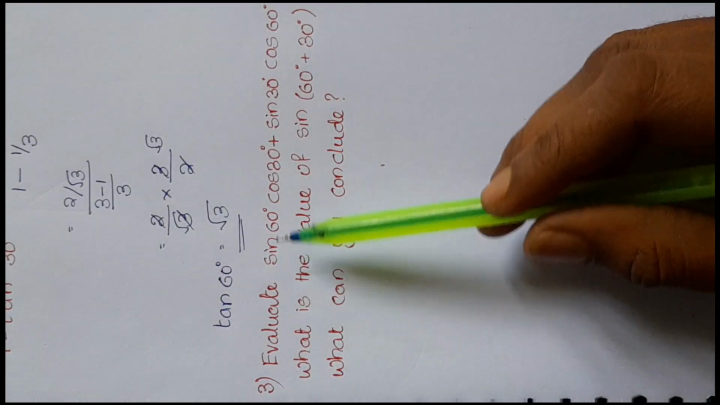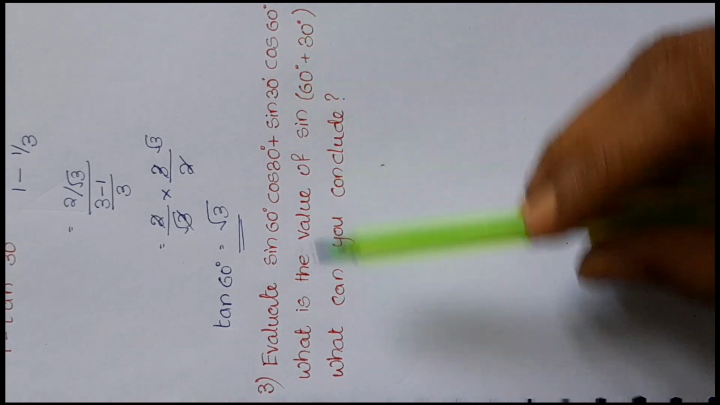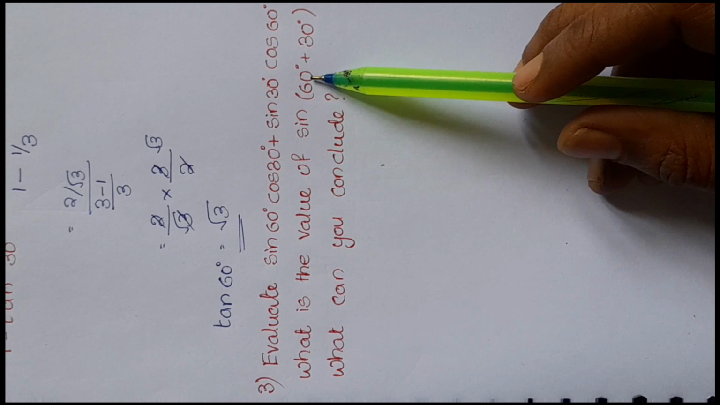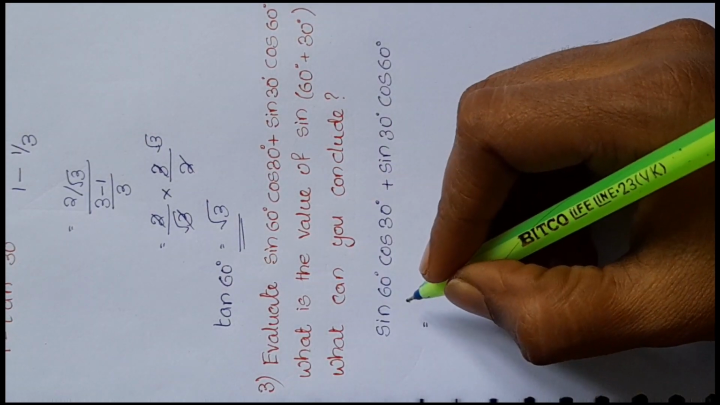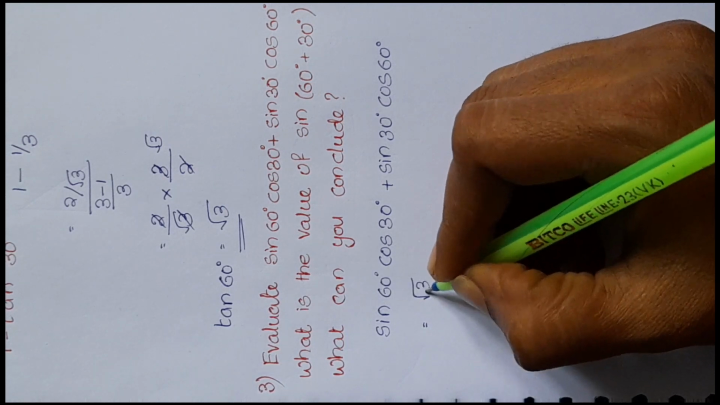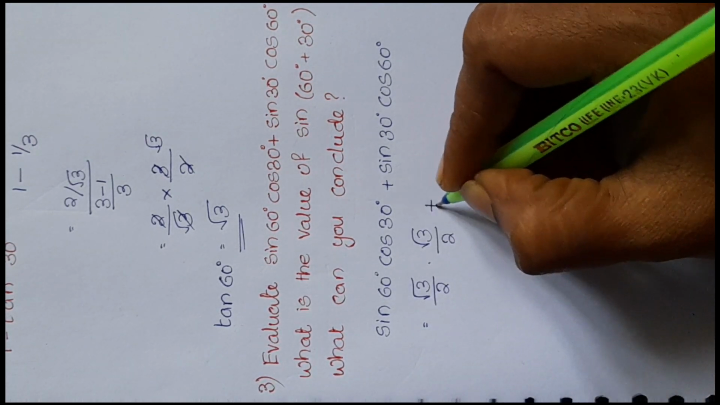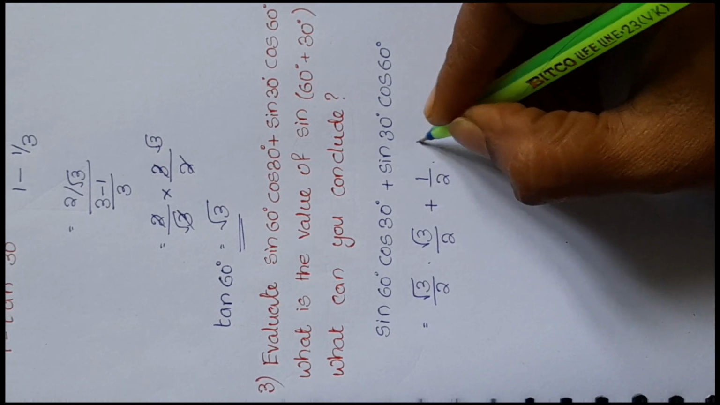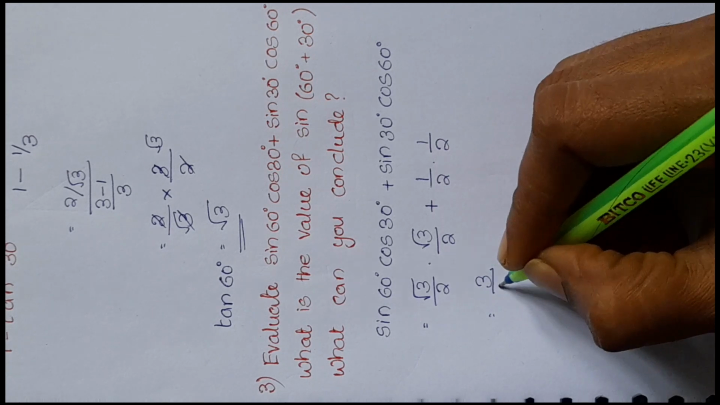Third question is evaluate sin 60 degrees into cos 30 degrees plus sin 30 degrees into cos 60 degrees. What is the value of sin 60 degrees plus 30 degrees? What can you conclude? Now let us substitute the values. Sin 60 degrees value is root 3 by 2. Cos 30 degrees value is root 3 by 2. Plus sin 30 value is 1 by 2. And cos 60 value is also 1 by 2. So root 3 into root 3 is 3. 2 into 2 is 4.